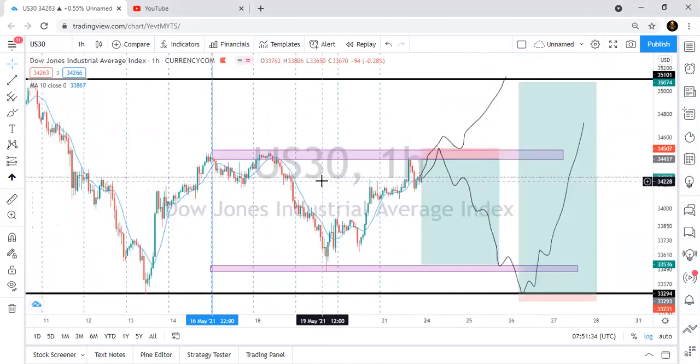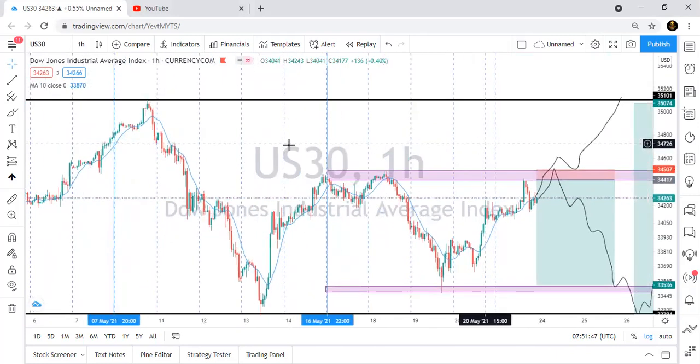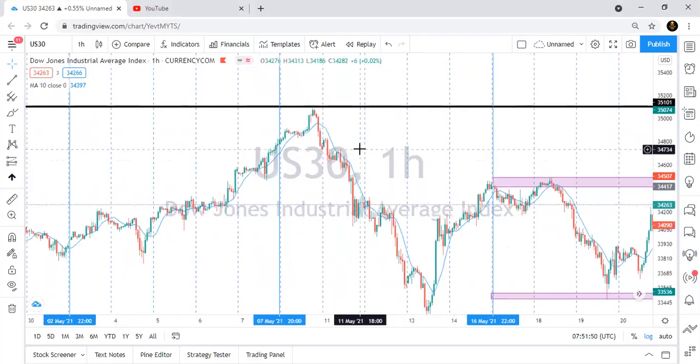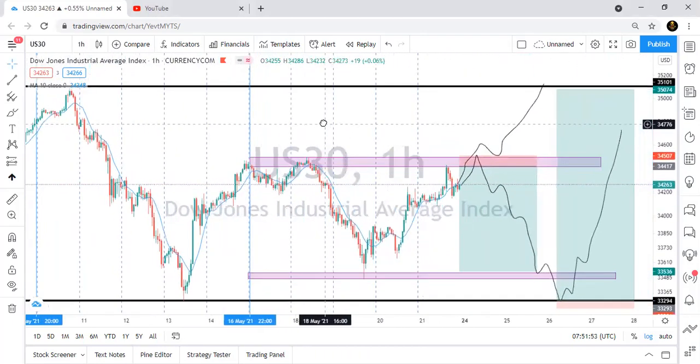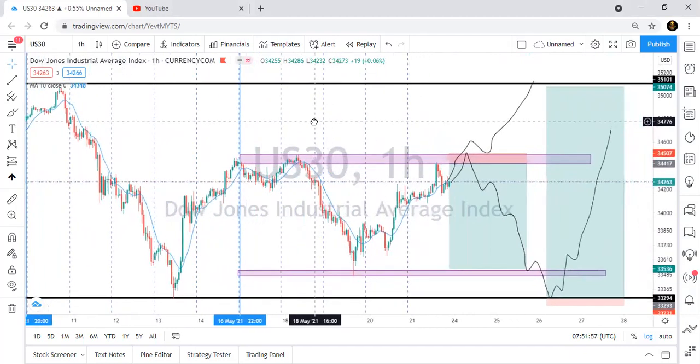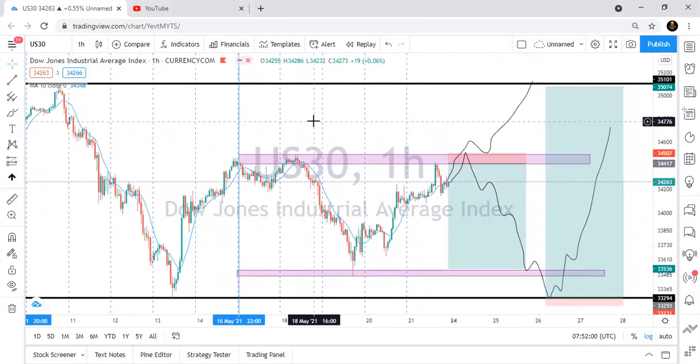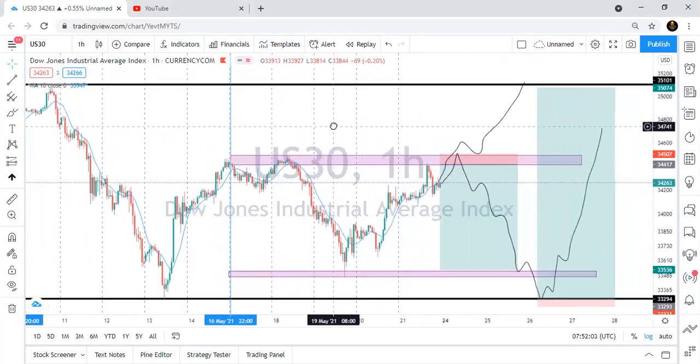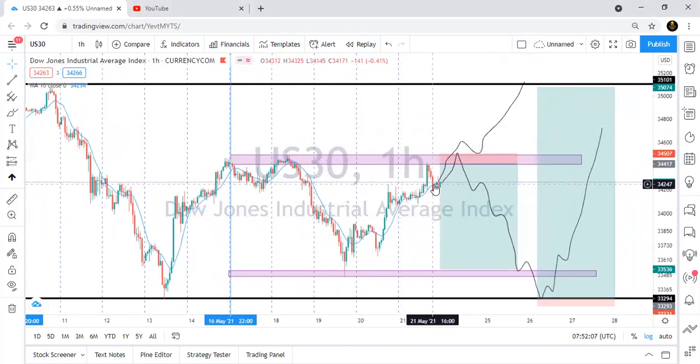Let's go to US 30. This is what I'm also expecting on US 30. I'm expecting it to break this structure or this previous high, and then maybe come for a retest and go up to the highest high. But for now, it looks like a small downtrend. Right now, the market is trying to range. What I'm expecting is for the market to go up, retest and go up to touch the highest high.